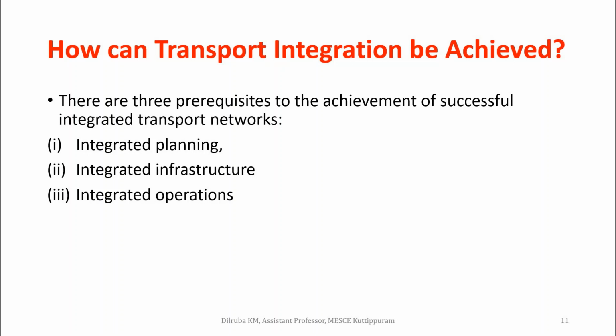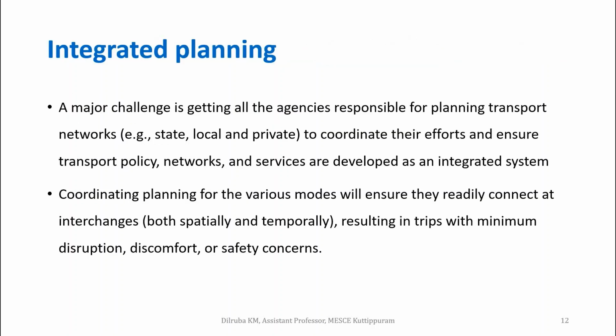They are integrated planning, integrated infrastructure, and integrated operations. The integrated planning: a major challenge is getting all the agencies responsible for planning the transport network, like state, local, and private, to coordinate their efforts and ensure transport policy, network, and services are developed as an integrated system. And coordinating planning for the various modes will ensure they are readily connected at interchanges, both in terms of space and time, resulting in trips with minimum disruption, minimum discomfort, and maximum safety.